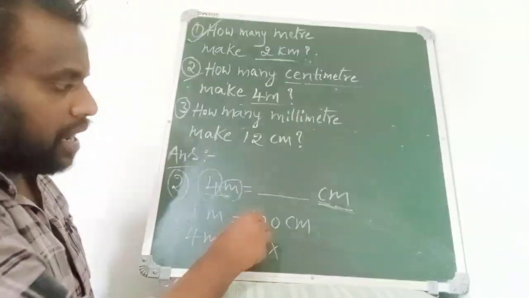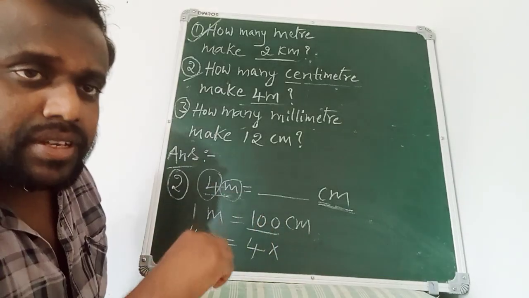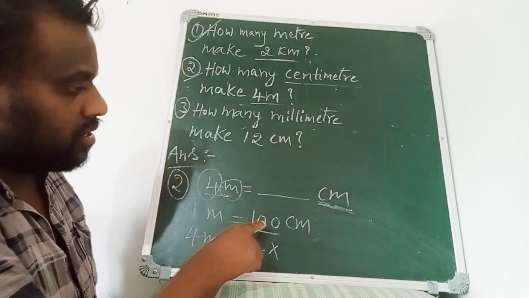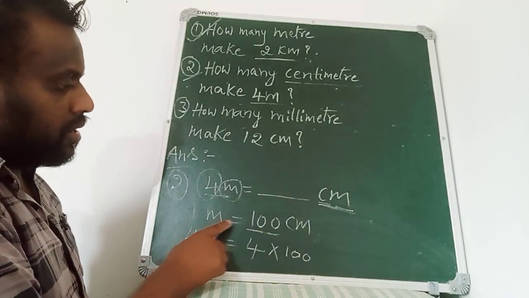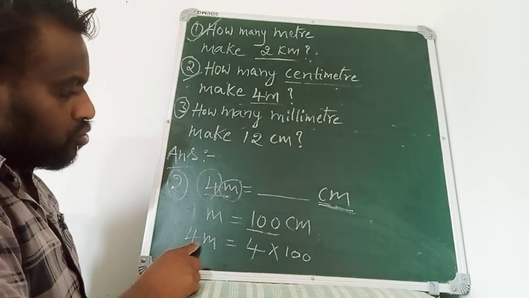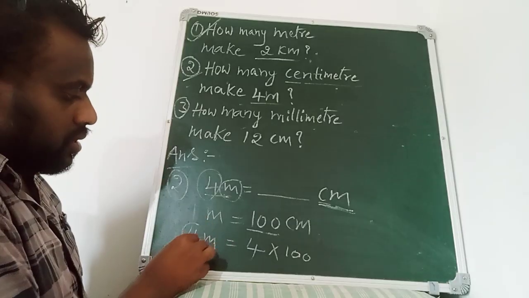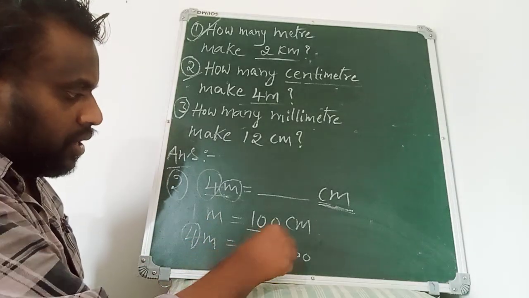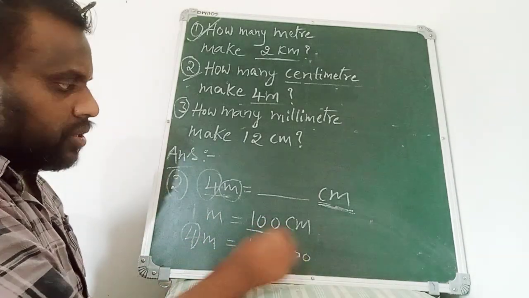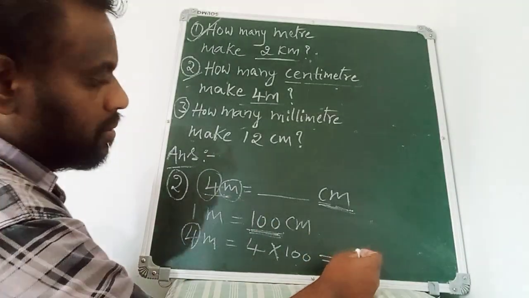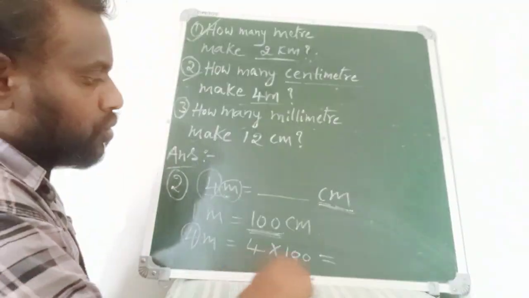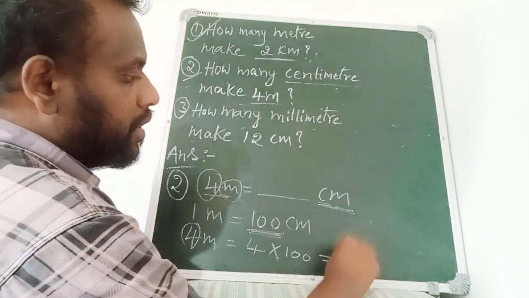Here something is what? 100. In the previous case that was 1000. Here 100, because 1 meter is equal to 100 centimeter, so 4 meter is equal to this 4 into this 100. Now write the answer. So 4 into 100, 400.